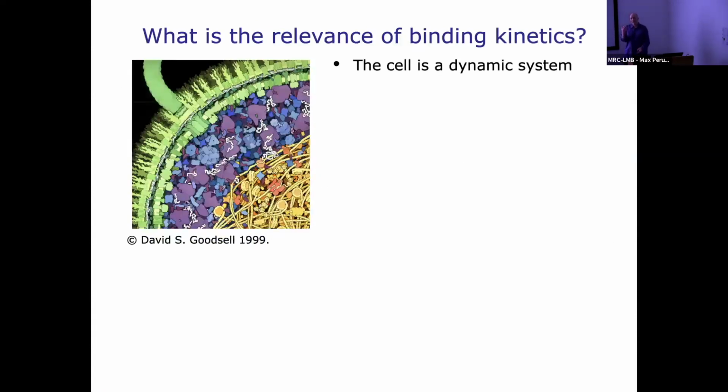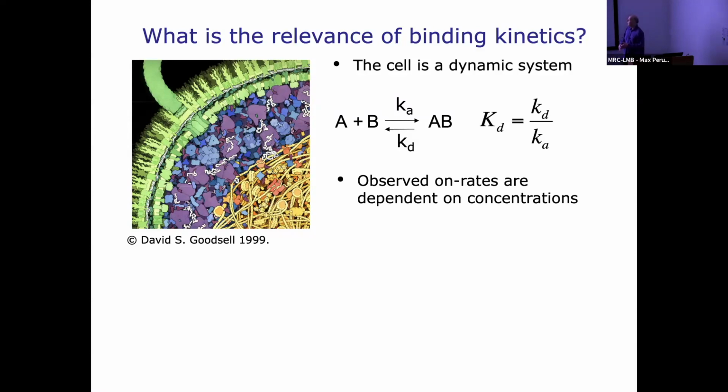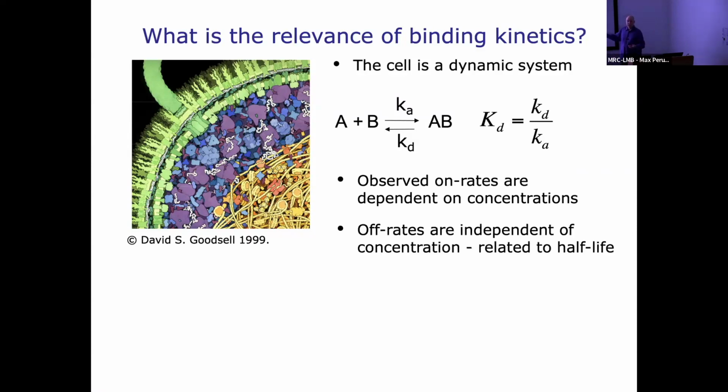The reason for understanding the dynamics of the system is that the cell's really complicated. It's very busy. There are lots of things happening. If we just think of two things coming together to form this complex A and B, it depends not only on this intrinsic association rate, K, but also on how fast this falls apart, and that's this rate D. Because it's a bimolecular interaction, the observed rate constants depend on the concentration of each of the things. So the more you have, the faster the observed rate is going to be. But the off rate doesn't depend on the concentration; things will just fall apart.